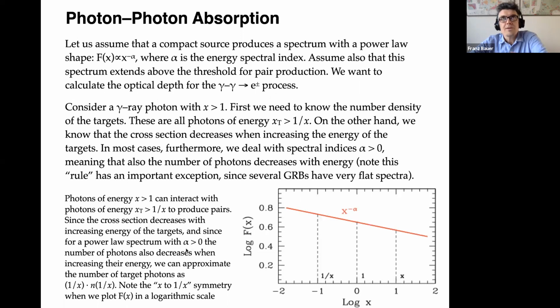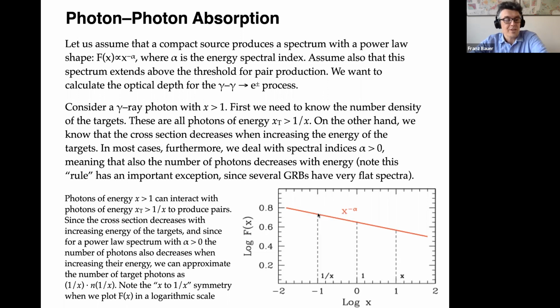And so we can approximate the number density, the number of target photons, as just being 1 over x times the number of 1 over x photons. The number of target photons here will kind of be related to this. We can see this sort of symmetry here. So if we think about the flux, at this energy, we'll put 1 over x here. And then what do we have?